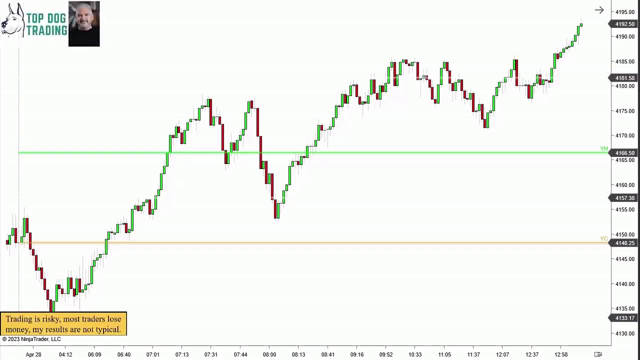Master support and resistance levels. I'm going to teach you something here that is, well, a defensive mechanism. All right, because it's just as important to know when not to trade as when to trade.